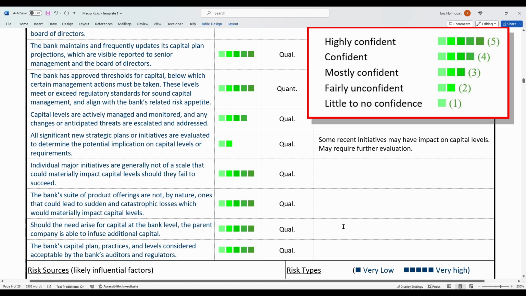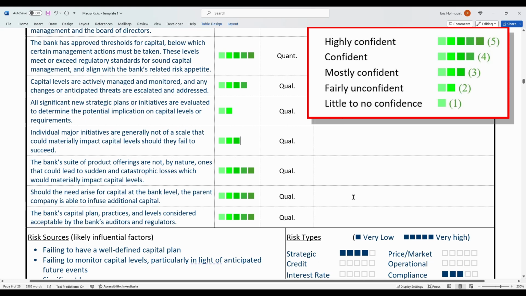The next one, individual major initiatives are generally not of a scale that could materially impact capital levels should they fail to succeed. I generally agree, but there are some more recent initiatives that could have some impact. So while I think that is generally true, I am concerned about some of these newer initiatives. So I would say mostly confident on that one. The bank's suite of product offerings are not by nature one that could lead to sudden or catastrophic losses, which would materially impact capital levels. Again, I'm mostly confident, but with the caveat that, again, some of the more recent initiatives I think could be riskier than we really realize.